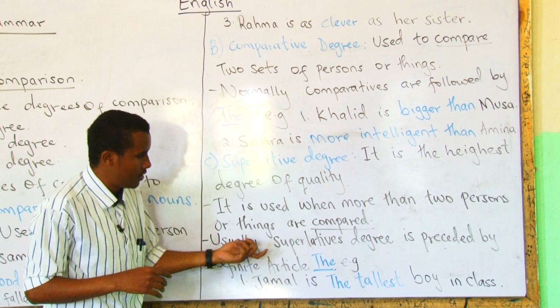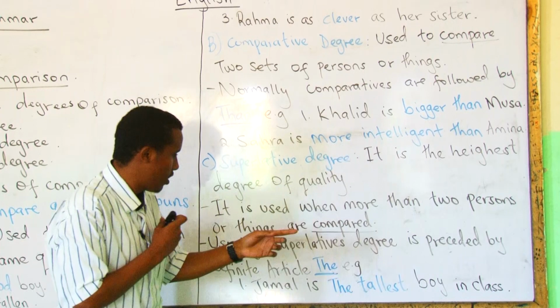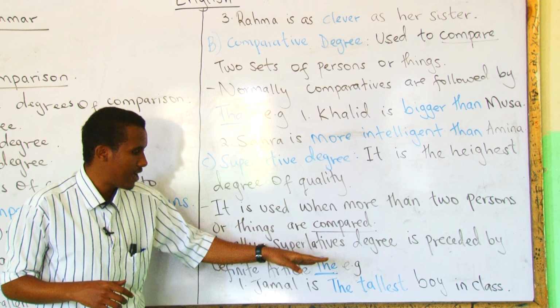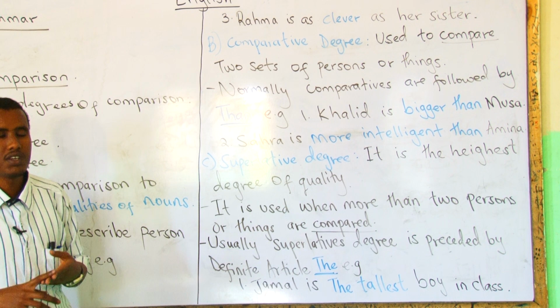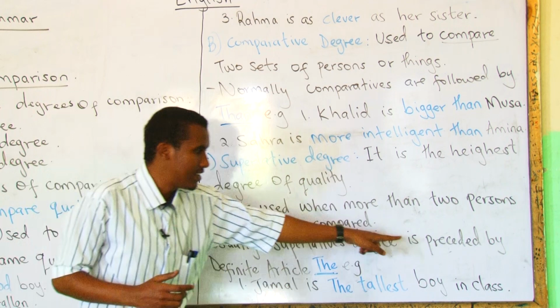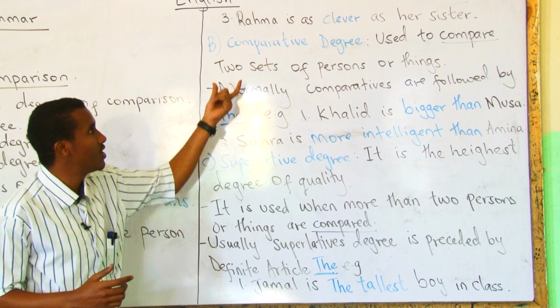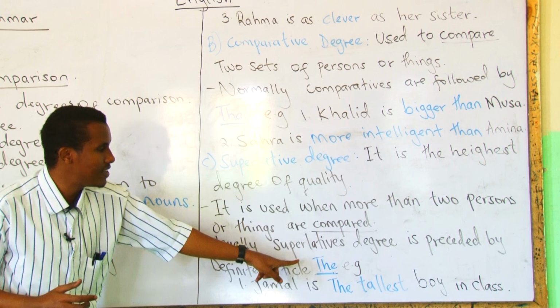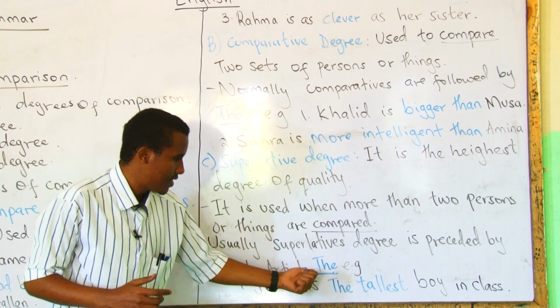Okay. Usually, the superlative degree is preceded by the definite article "the". We know it as a definite article. There are three articles in English: a, an, and the. So "the" is a definite article, and the other two are indefinite articles. If you want to see the difference between this and the other degrees, this is like a hint. If you see "the" preceding a quality in the sentence, that means this degree is superlative. What is preceded? Preceded means comes before.